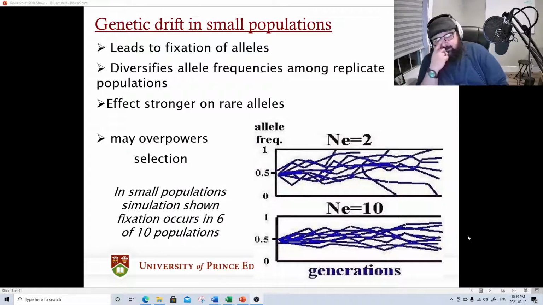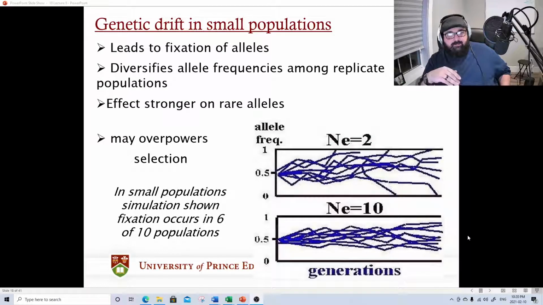In small populations, genetic drift leads to the fixation of alleles. What that means is, where there was 2, now there is 1. One of the alleles is lost completely, the other one is at 100%. And the way that it picks which allele to bring to 100%, which one to 0, is completely random. So it diversifies among replicate populations. What that means is sometimes you'll lose the allele and sometimes you won't. Sometimes it'll completely disappear, sometimes it'll be 100%.